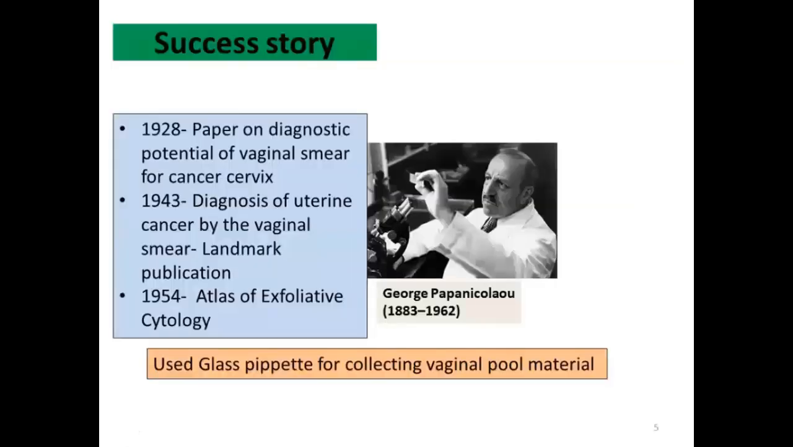We all recognize Dr. George Papanicolaou, who was a pioneer in showing that a vaginal smear could diagnose cervical cancer cells. He used a glass pipette for collecting vaginal pool material and demonstrated that the cancer cells which are shed can be identified in these smears. He came out with this paper, Diagnosis of Uterine Cancer by the Vaginal Smear, which is considered a landmark publication, followed by a comprehensive book on exfoliative cytology.